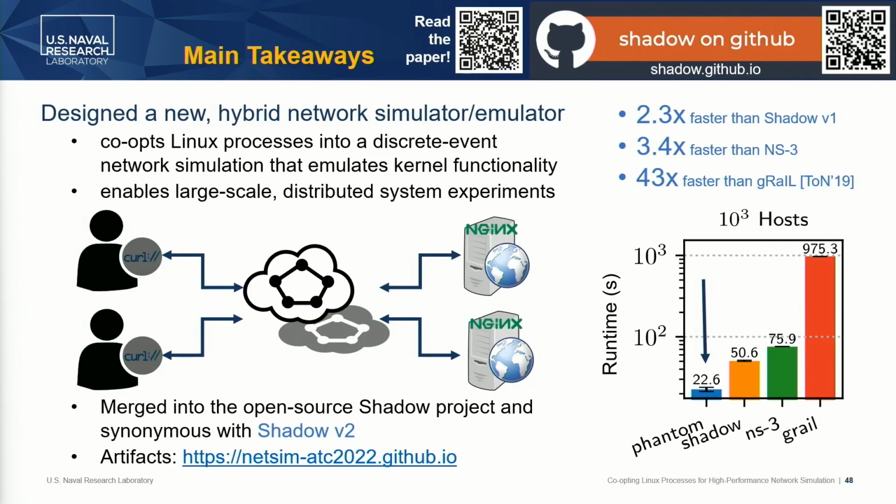And I'll end again on the takeaways. This right graph shows Phantom compared to Shadow, NS3, and gRaIL, and that's how we came up with the numbers. This was in a peer-to-peer benchmark with 1,000 hosts. And everything else I already went over, so I'll stop here and be happy to take questions.